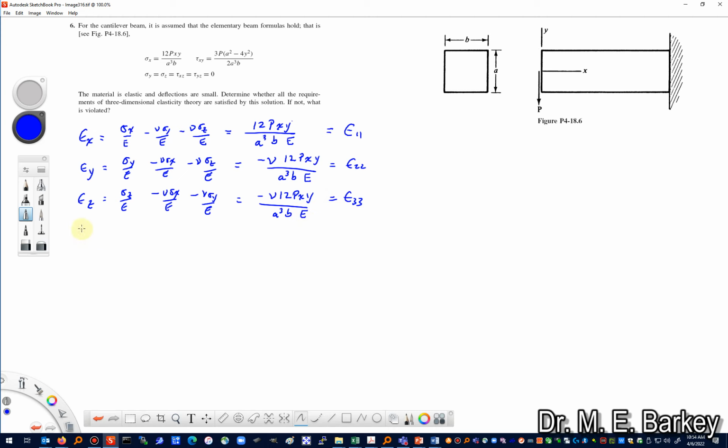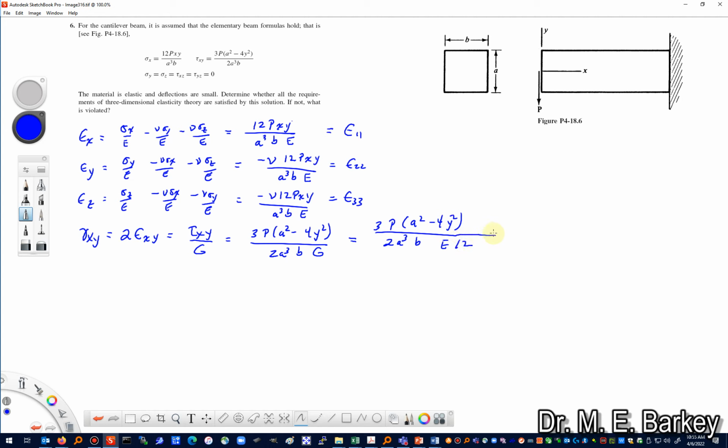Now the shearing strain, gamma xy, or it would be 2 times the tensor shearing strain, epsilon xy, would be equal to tau xy over G, which would be equal to 3p a squared minus 4y squared over 2a cubed b G. Or if we want to express it in terms of E and nu, we can rewrite G as E over 2 times 1 plus nu.